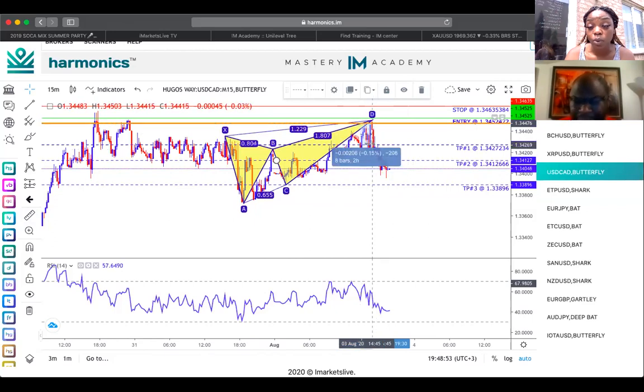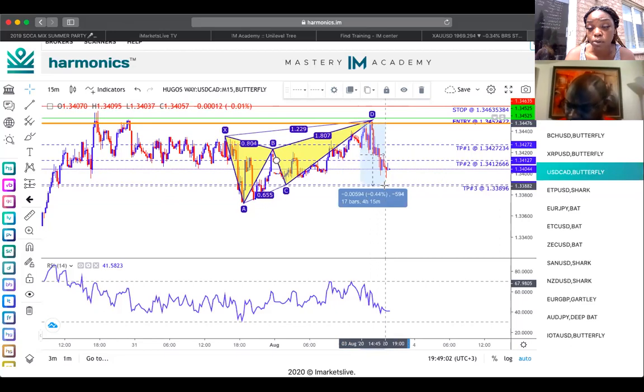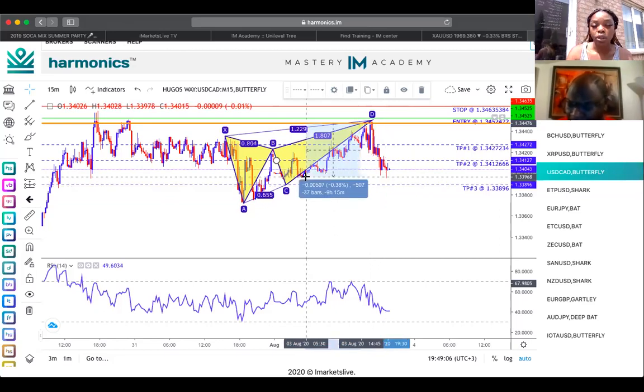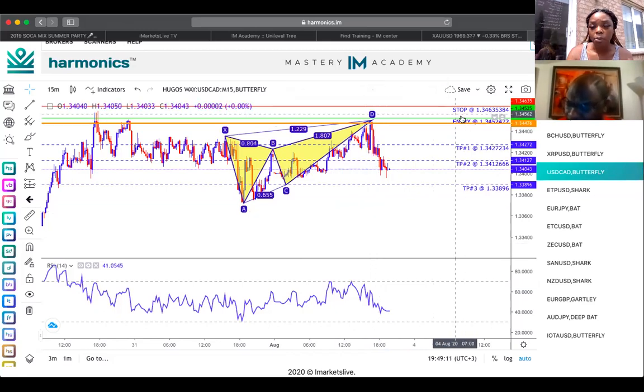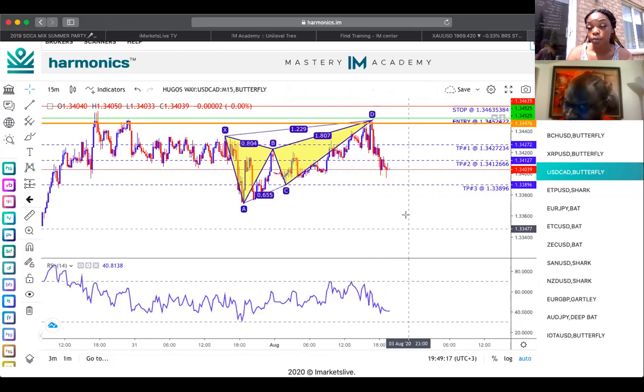So from here to TP1, remember these are all just price points. Here to TP1 is 20 pips. Here to TP2 is about 35 pips. And then here to TP3 is about 60 pips, right? So when we're looking at these patterns and we see our stop loss on the top and our TPs at the bottom, the market is calling for a sell. It doesn't tell you that, but that's how you're gonna know, okay?